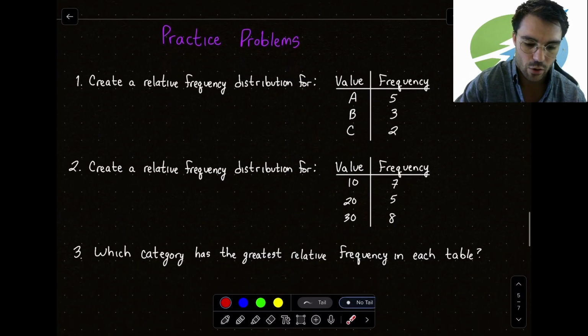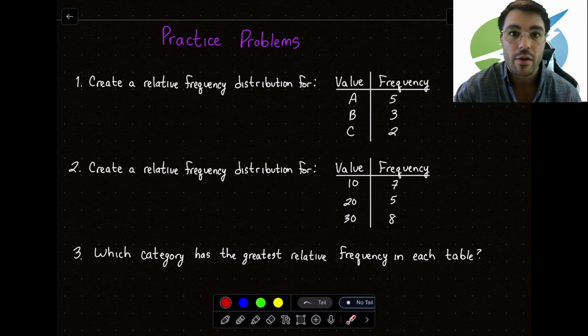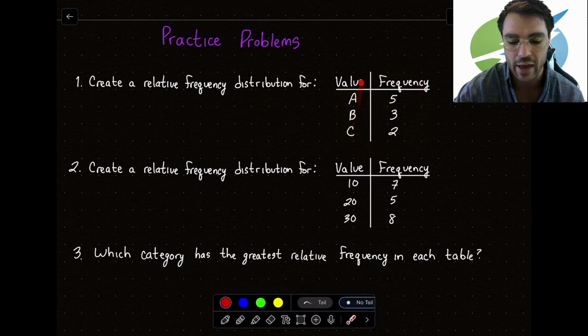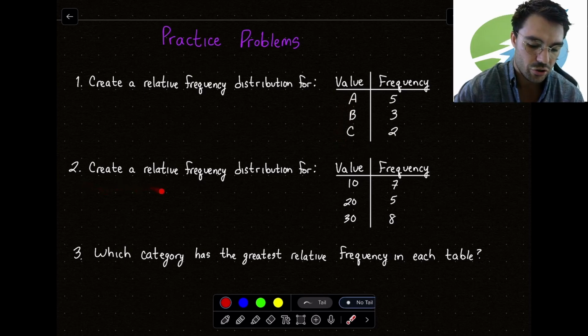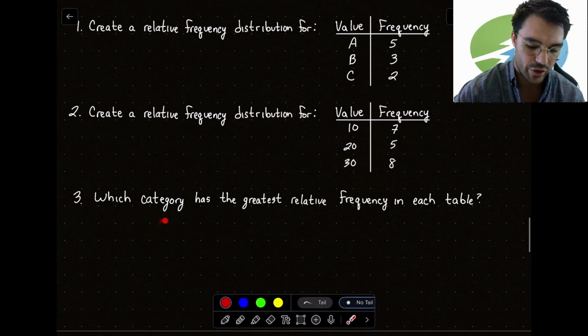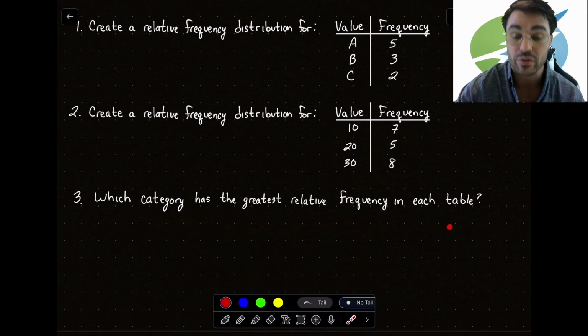Okay, here we have a practice problem. All right, feel free to pause the video and take a look at these questions here. All right, let's take a look. So question 1, create a relative frequency distribution for this table here. And you notice we changed the value to categories. You can do that. That's fine. It's not always going to be numbers. Question 2, create another relative frequency distribution for this frequency table. And question 3, which category has the greatest relative frequency in each table?